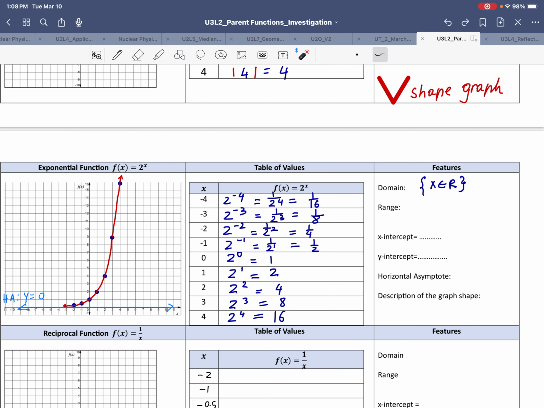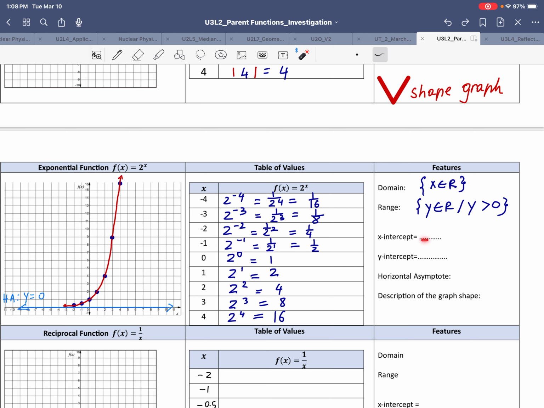Now, for the range of the function, if you look at all these values of y that we obtained, you see that they have one thing in common: they're all positive. So we're going to say that the values of y are any real number, because it's a solid line, but the y values will be positive.